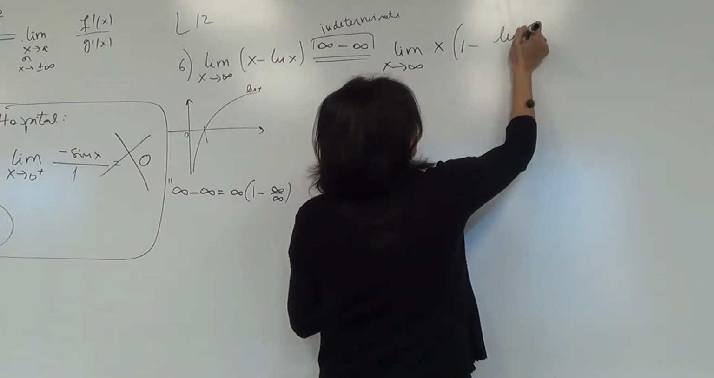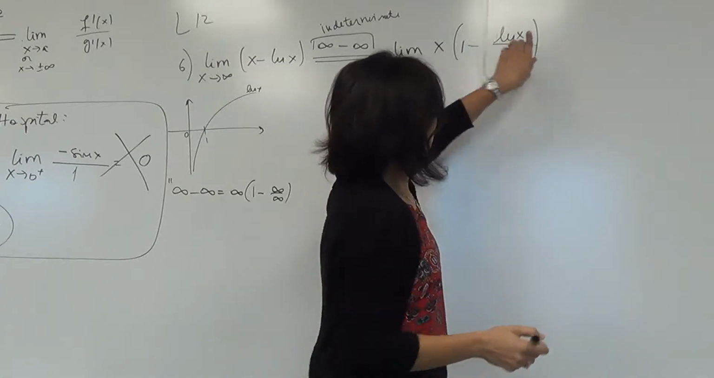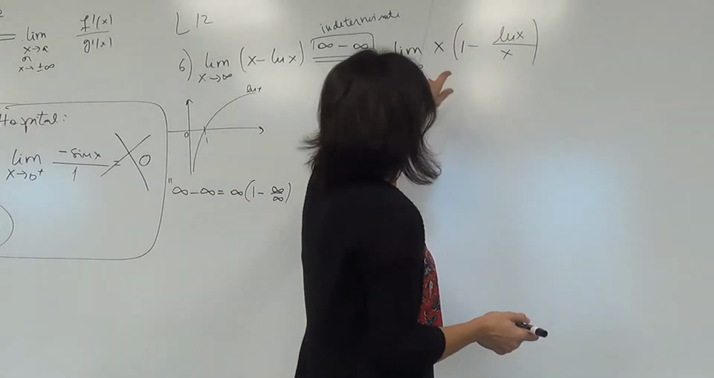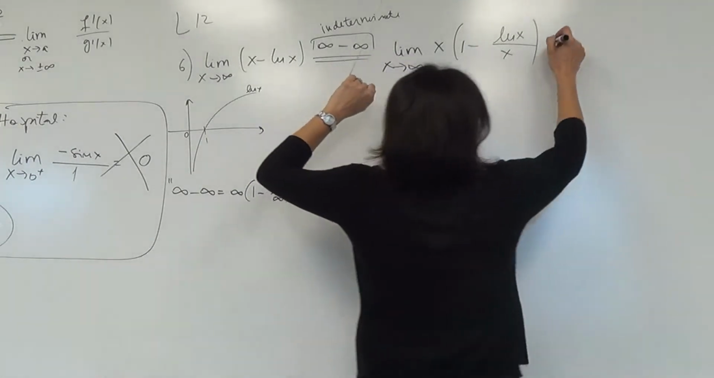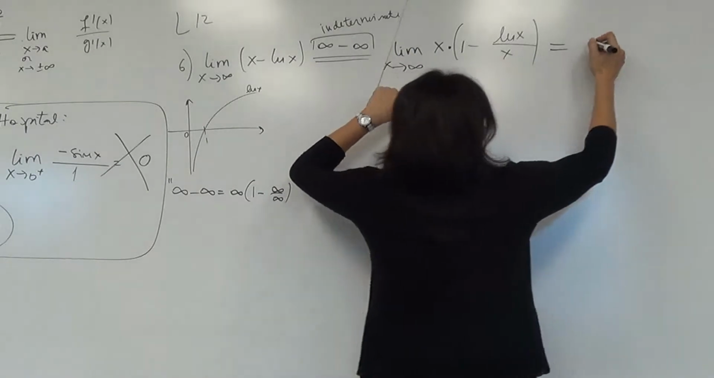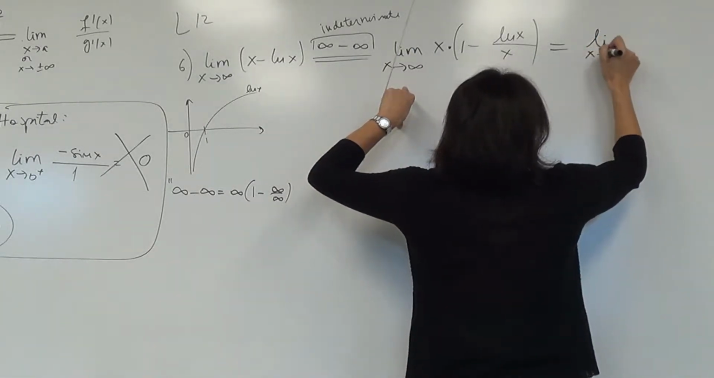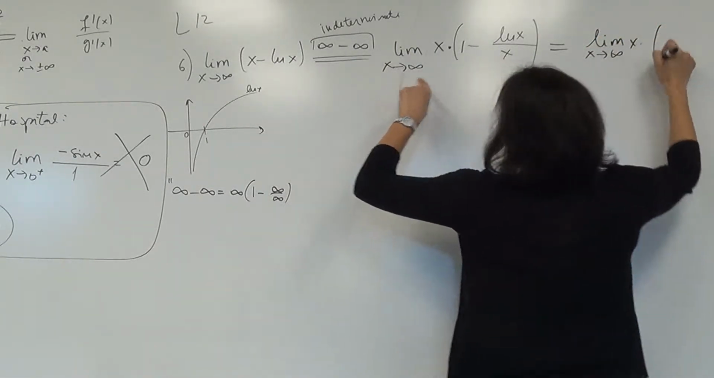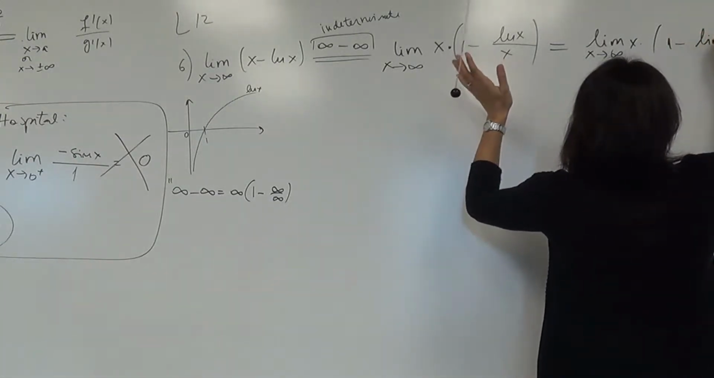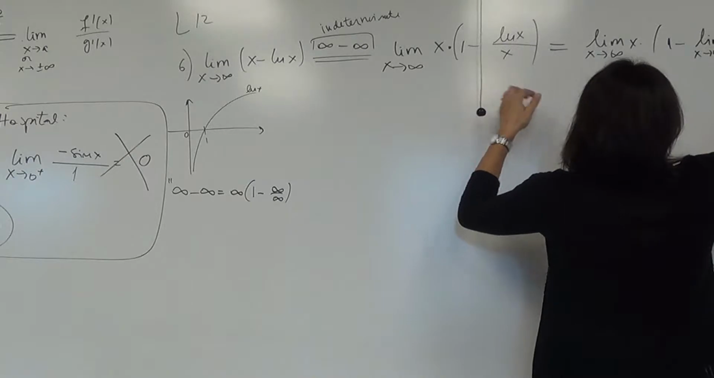Okay. ln of x over x. You do not simplify x with x. Okay, so now we check the limit, or we apply properties of limits. Limit of x going to infinity of x times 1, minus limit of x going to infinity of ln of x over x.